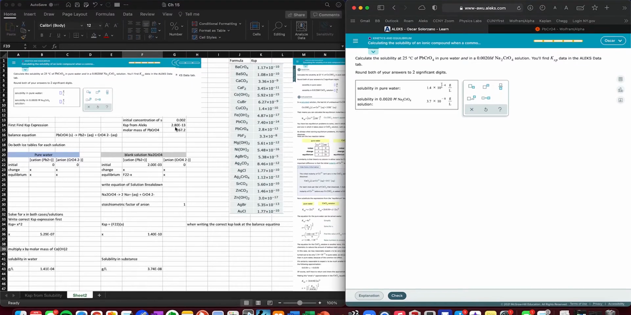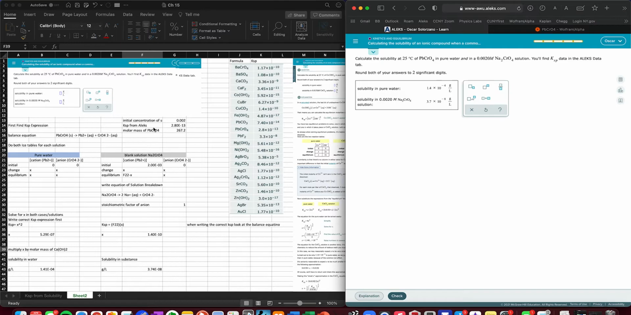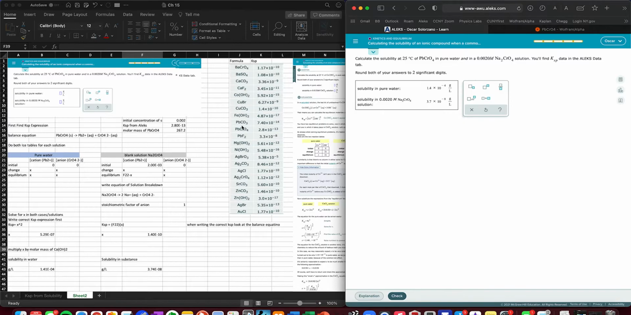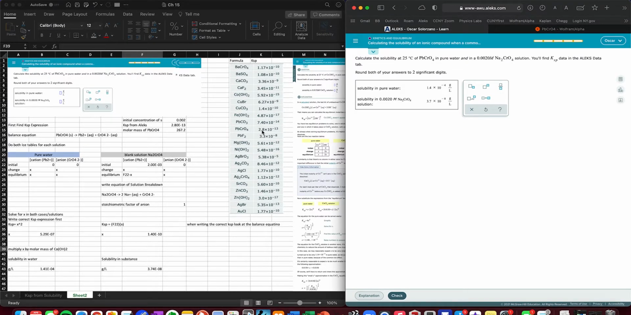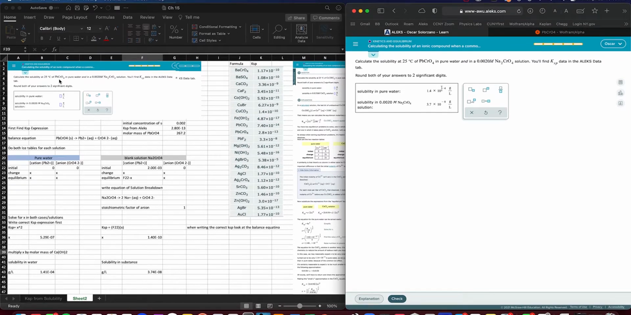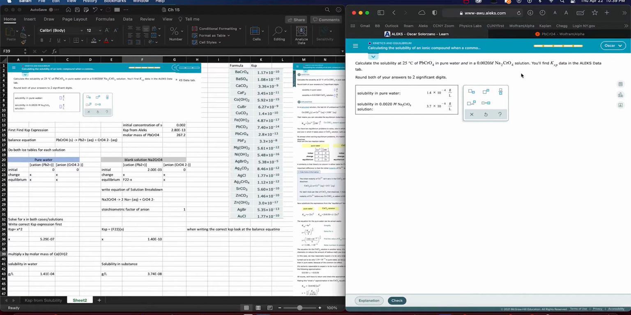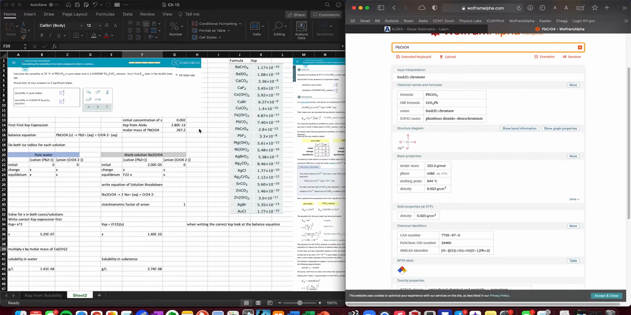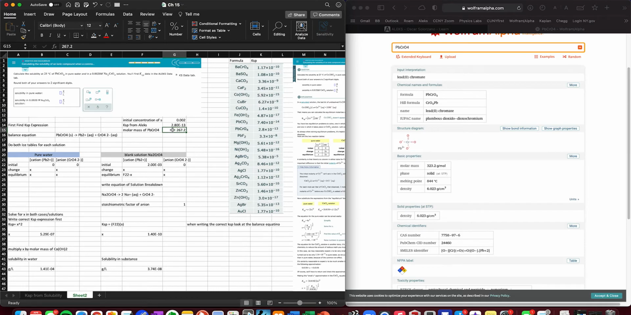KSP for this solution, PbCrO4, is going to be 2.8 e to the negative 13 power. We plug that in here. Molar mass of the substance they're asking for, PbCrO4, we looked that up on Wolfram Alpha. Oh, we didn't change that. How about we change that? 323.2 grams.